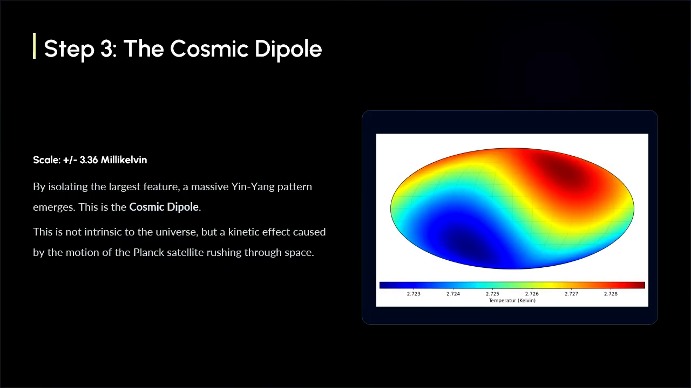The Cosmic Dipole. At a scale of plus or minus 3.36 millikelvin. By isolating the first and largest feature, a massive yin-yang pattern emerges. This is the cosmic dipole. One side of the sky looks slightly warmer, while the other looks colder. This is not an intrinsic property of the universe, but a kinetic effect caused by the motion of the Planck satellite through space.